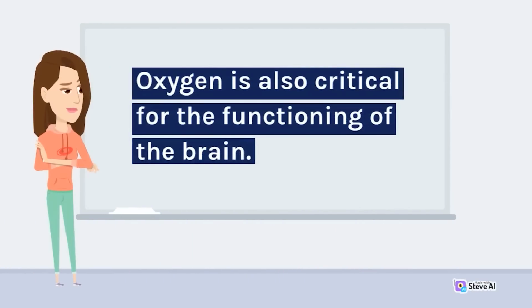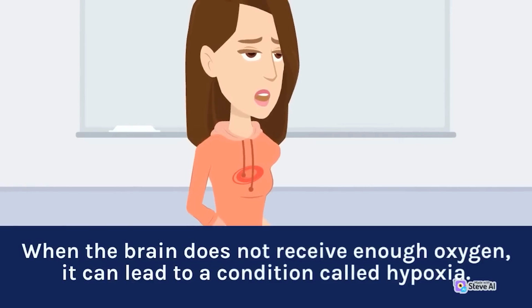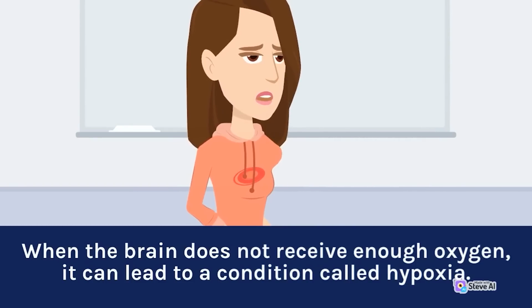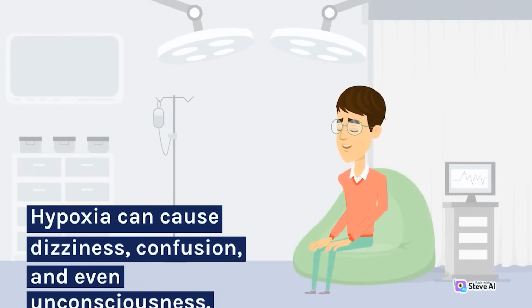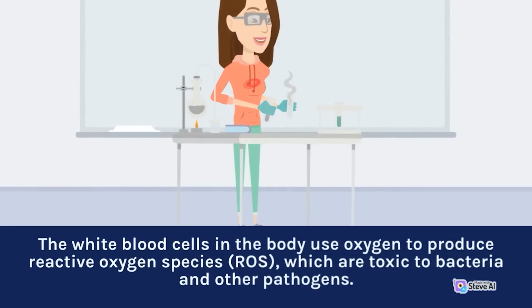Oxygen is also critical for the functioning of the brain. The brain consumes about 20% of the body's oxygen. When the brain does not receive enough oxygen, it can lead to a condition called hypoxia. Hypoxia can cause dizziness, confusion, and even unconsciousness. Oxygen is also used by the body's immune system to fight off infections. The white blood cells in the body use oxygen to produce reactive oxygen species, ROS, which are toxic to bacteria and other pathogens.